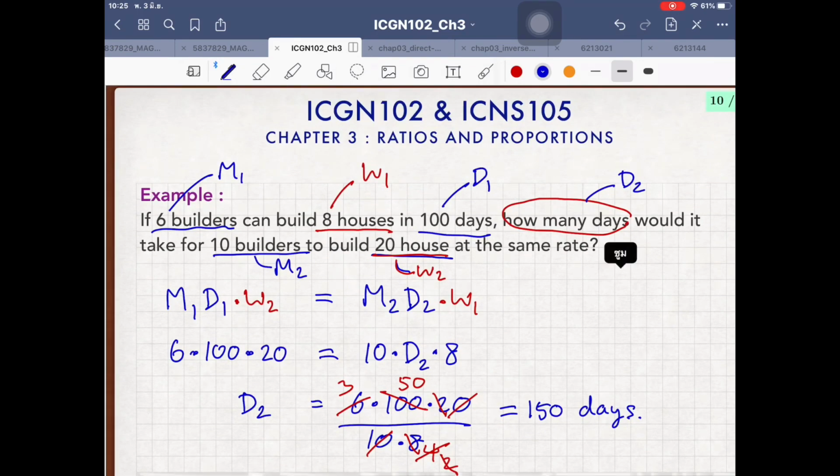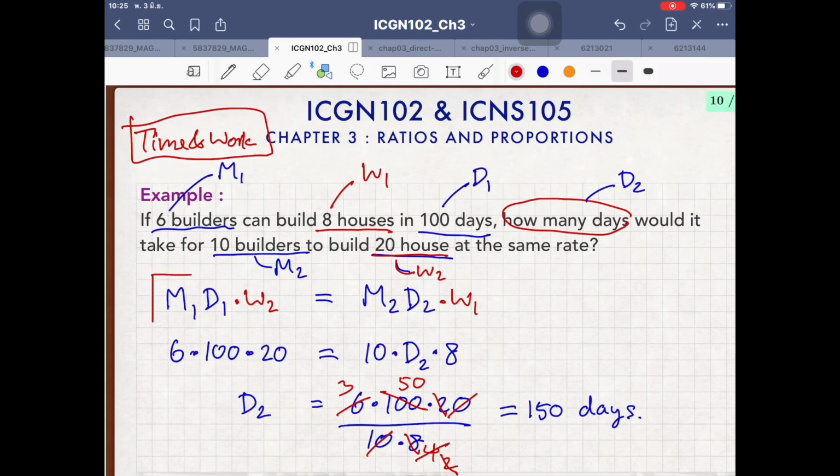All right, so from now on, if you have the problem of time and work, you can use this formula. But to use the formula, be very careful about the subscript for the term of W, all right?